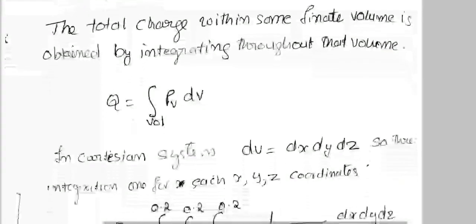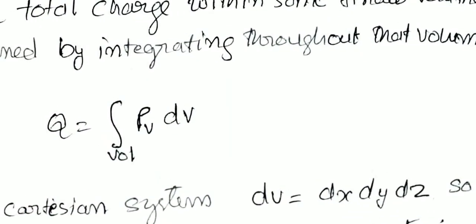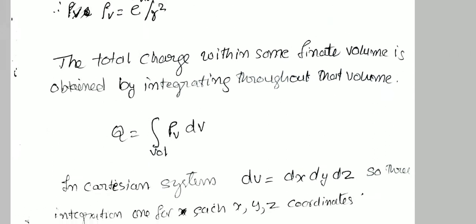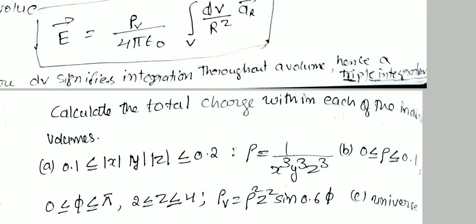If we want the total charge within some finite volume, it is obtained by integrating throughout the volume. If we integrate the charge density through the entire volume, we get the total charge Q present in the volume. There are problems on this, so we will see these problems in the next class.